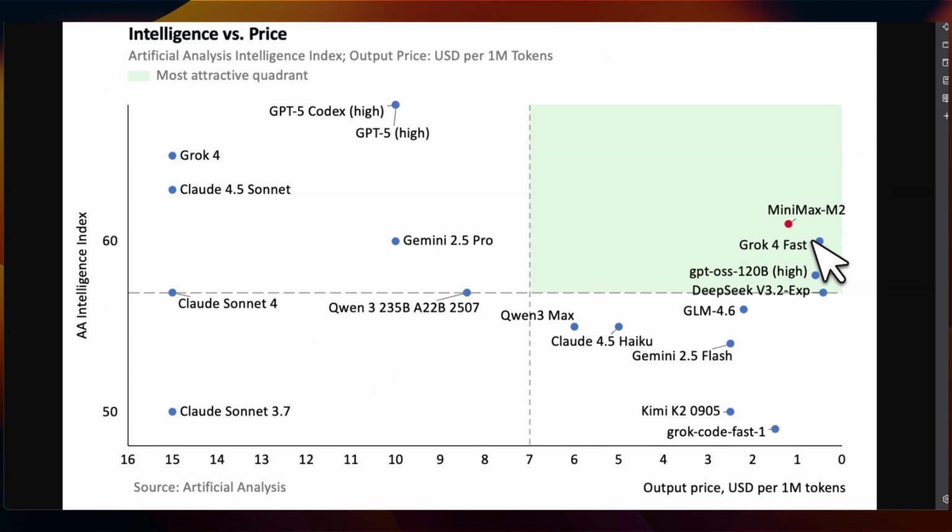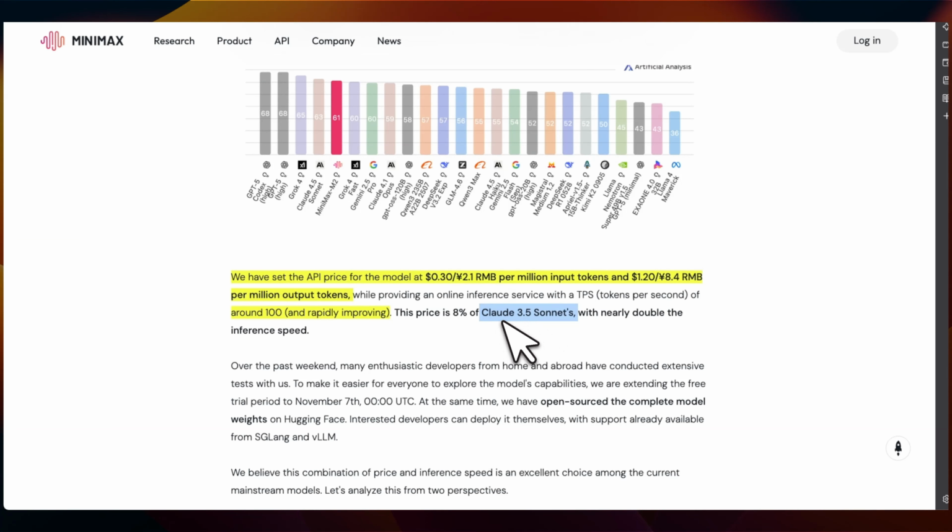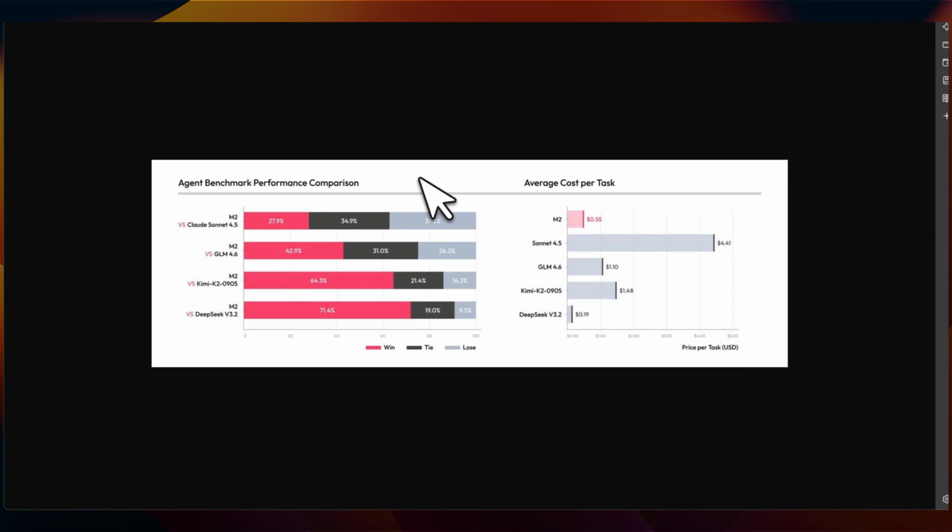So the price of this model is something closer to Gemini Flash 2.5, and it gives you performance comparable to Sonnet 3.5 or Sonnet 4. So coming back to the blog post, here they say the price is 8% of Claude 3.5 Sonnet with nearly double the inference speed. Now, that is important. In the actual plot, they put it comparable to Sonnet 4.5. So people might think it's comparable to that model. The reality is they are comparing it with Claude 3.5 Sonnet, which is still a really impressive thing for an open source model.